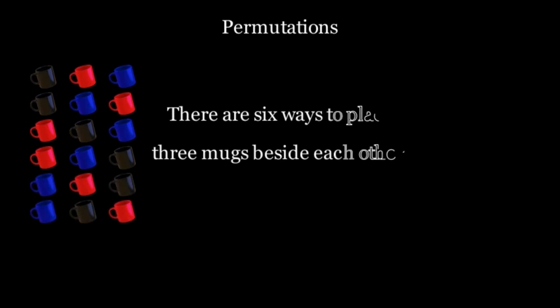For example, take these 3 different colored mugs. If I reordered these mugs every way possible, I'd have 6 different possibilities. So there are 6 different ways to place 3 mugs beside each other. This wasn't a hard task, because it's easy to list every possible way to sort 3 objects and count them.